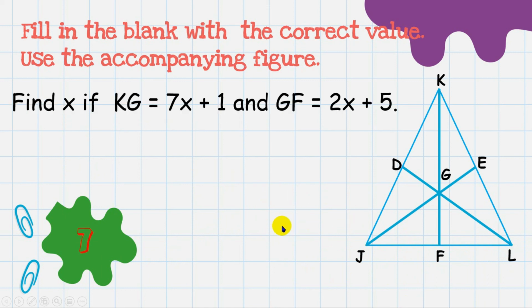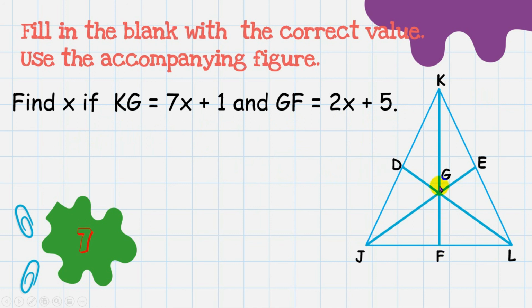And for the last question here, question number 7. Find x if KG is equals to 7x plus 1 and GF is equals to 2x plus 5. So, alin ba muna yung KG? Baka natatakot na kaagad may binomial. So, huwag kayong matakot. Identify muna natin yung parts and then saka tayo mag-formulate ng equation. So, KG, from point K to point G, yan yung from vertex to centroid. And then, ang GF naman ay ang from centroid to midpoint.